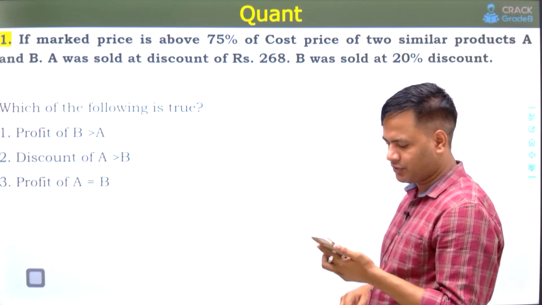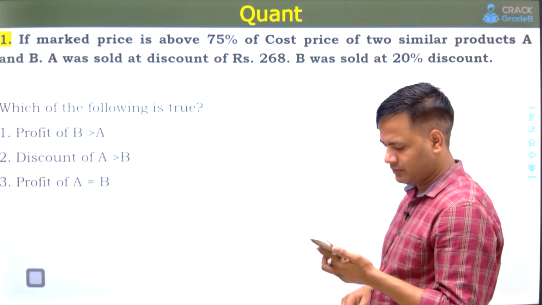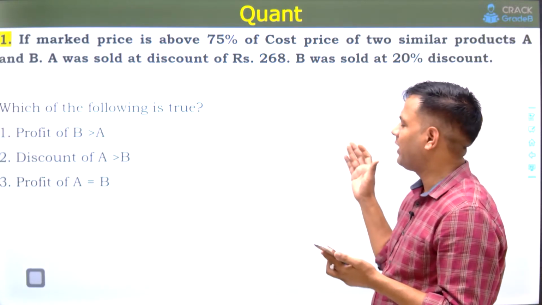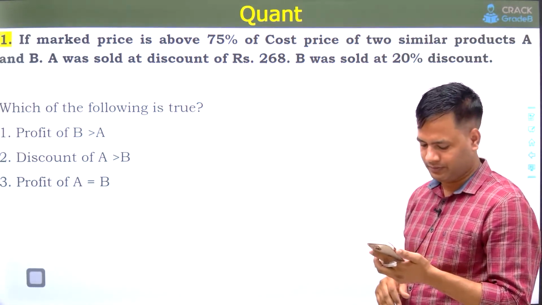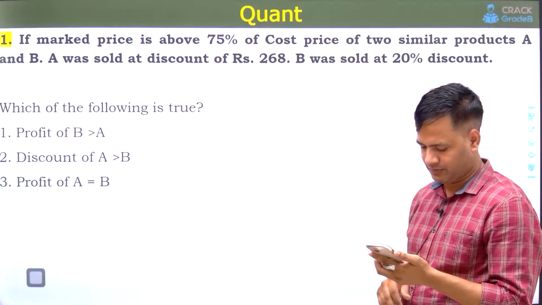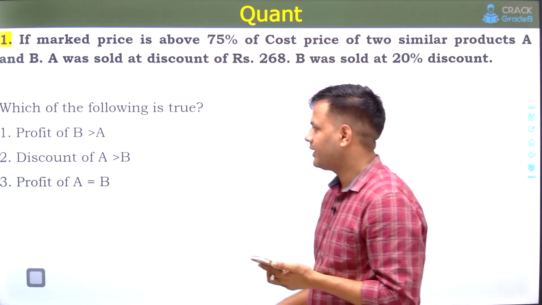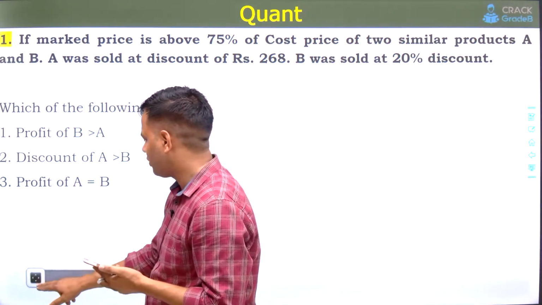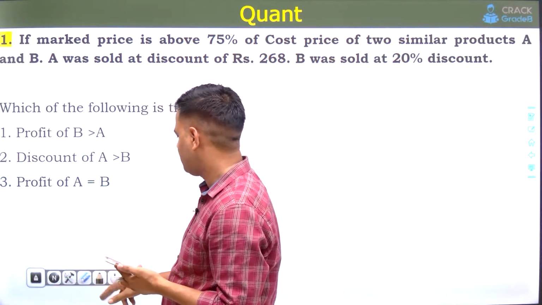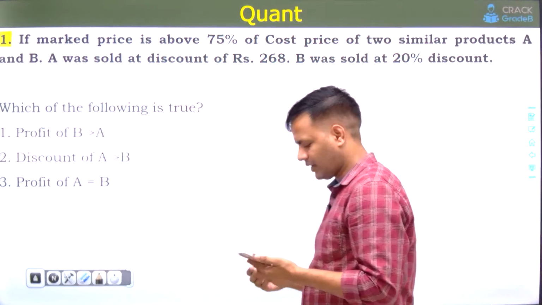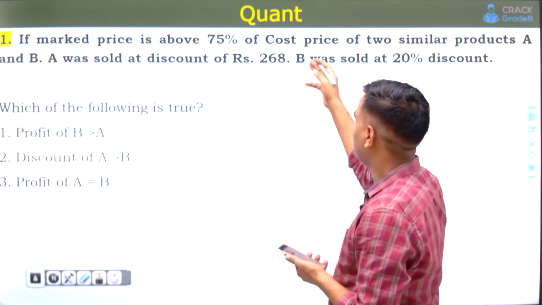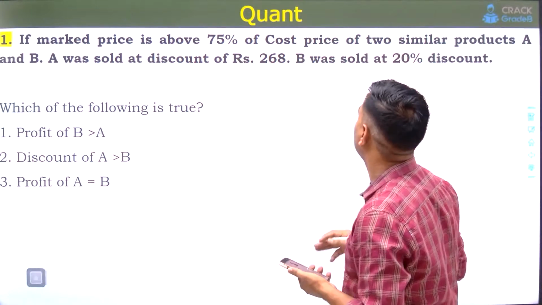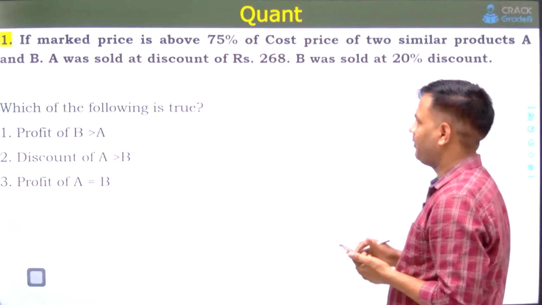Has anyone solved this question? There may be some variation in the statement because we don't have the exact question. One more option was that it cannot be determined. The question says 50% of the cost price of two similar products A and B.